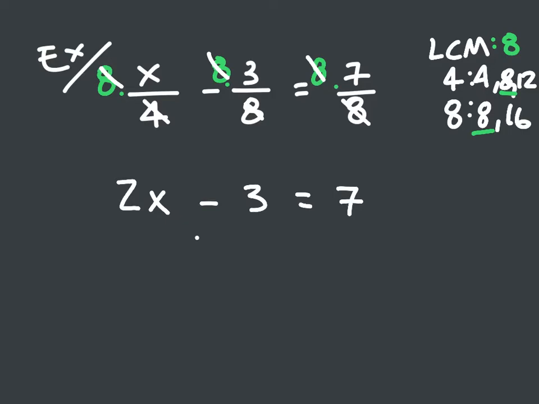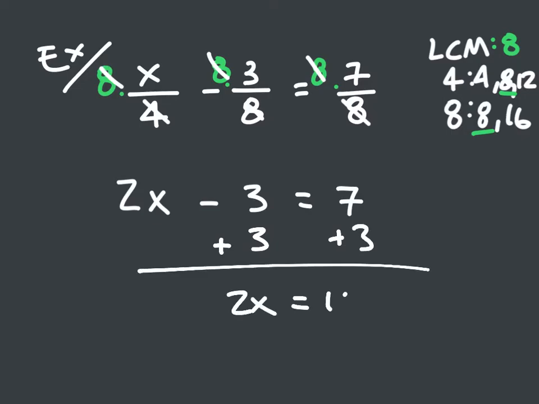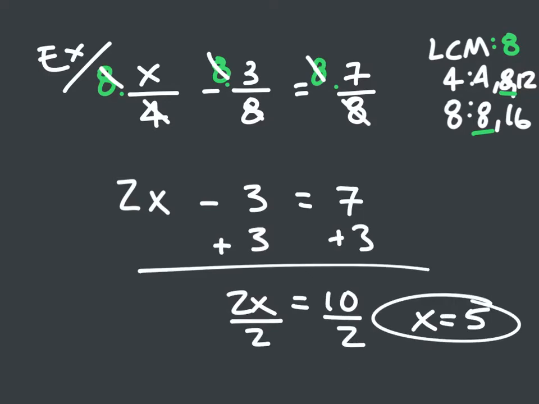So what we can do now is we now have a simple linear equation that we can operate with, and we just have a two-step equation here. All right, so check this out. I'm going to go ahead and add 3 to both sides, and I'm going to get that 2x is equal to 10. Divide both sides by 2, and I get that x is equal to 5. And that's my answer.